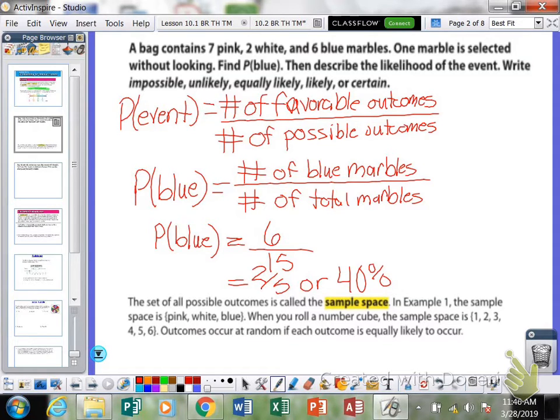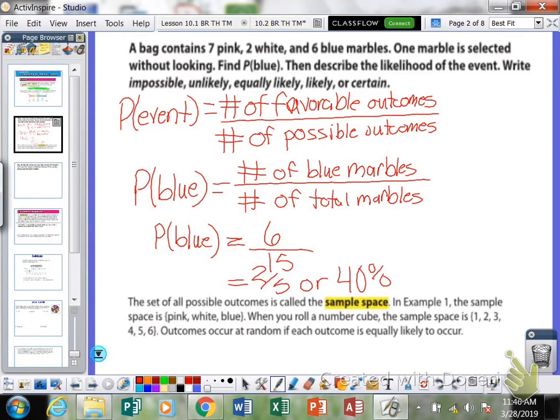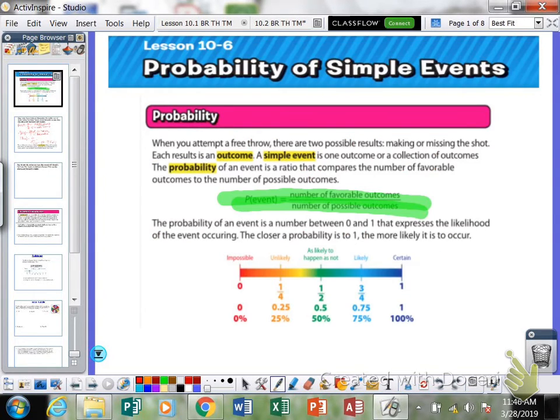Because this percentage is less than a half, or 50%, on our gauge, it's less than half. That tells me that this event is unlikely to occur. It's 40%, so it's probably going to be somewhere within here. So it's unlikely to happen.